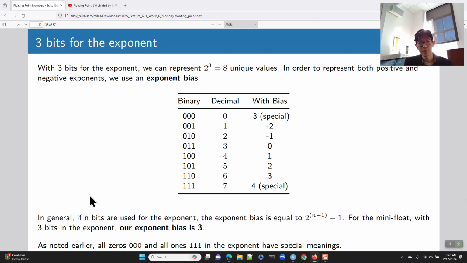So, in general, if n bits are used in the exponent, the bias is going to be 2 to the n minus 1, minus 1. We have 3 bits in the exponent, so our bias is going to be 2 to the 3 minus 1, 2 to the 2, which is 4, minus 1, and we have a bias of 3.